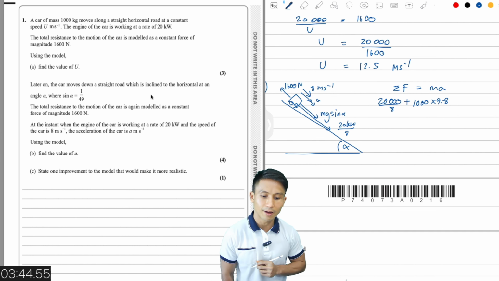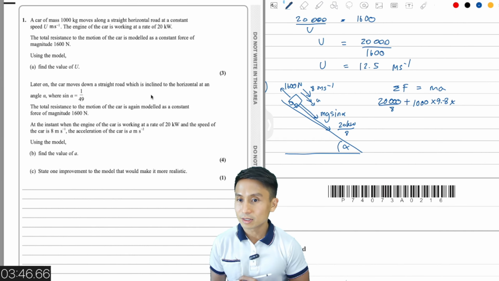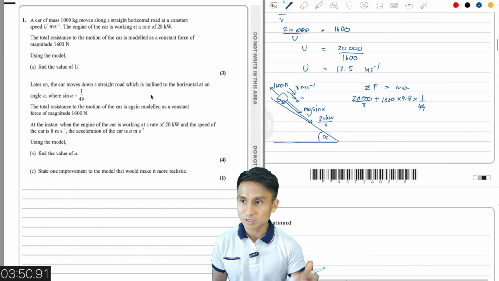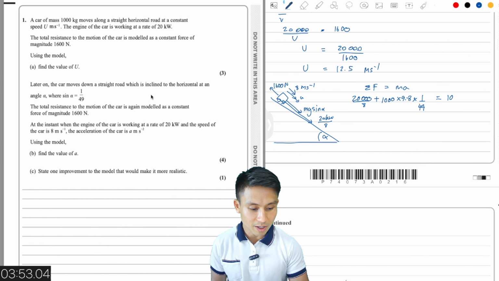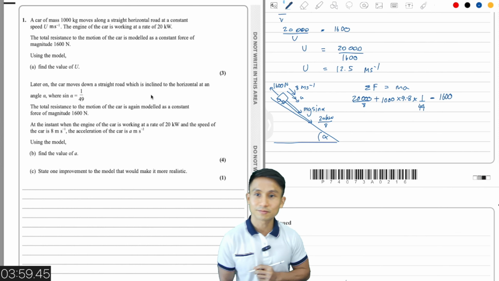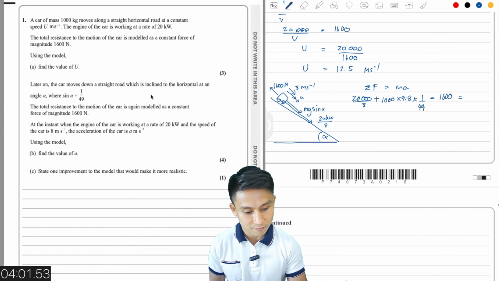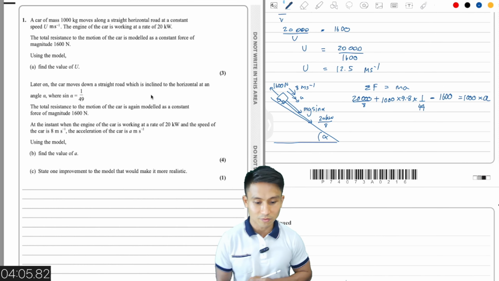9.8, and then sine alpha is given to be 1/49. So those two are the driving forces down the plane, equals ma. Oh, forgot to minus the resistive force, which is again 1600. Yeah, and then we have m times a here. So just set up the equation and solve, right?